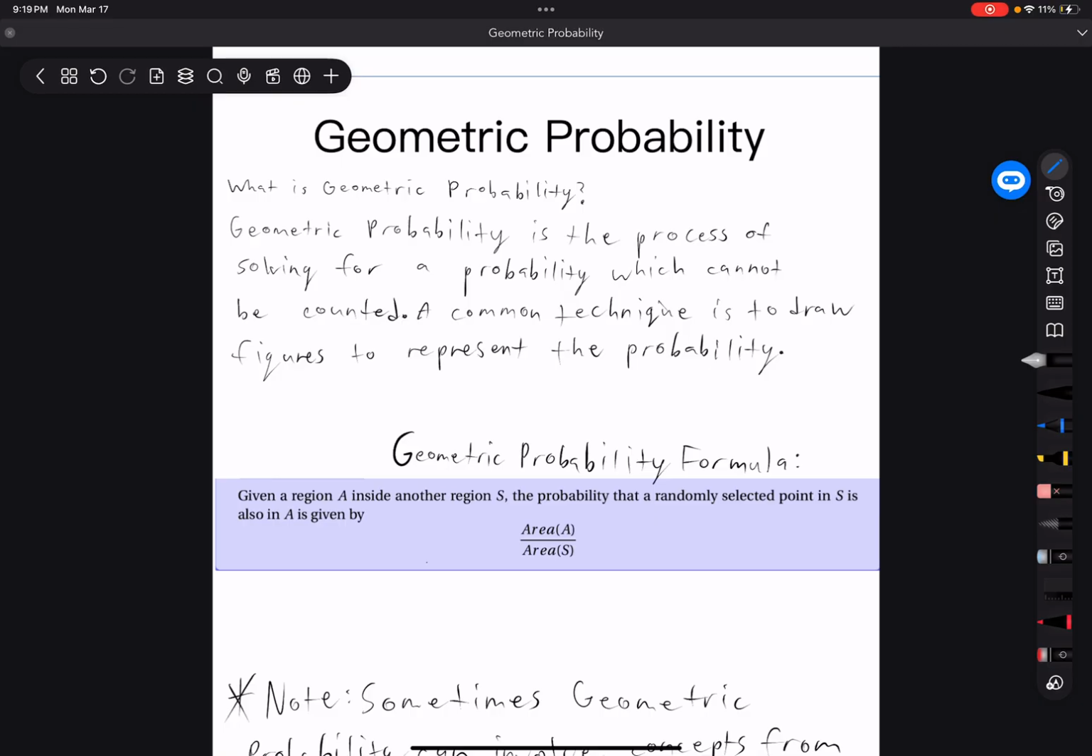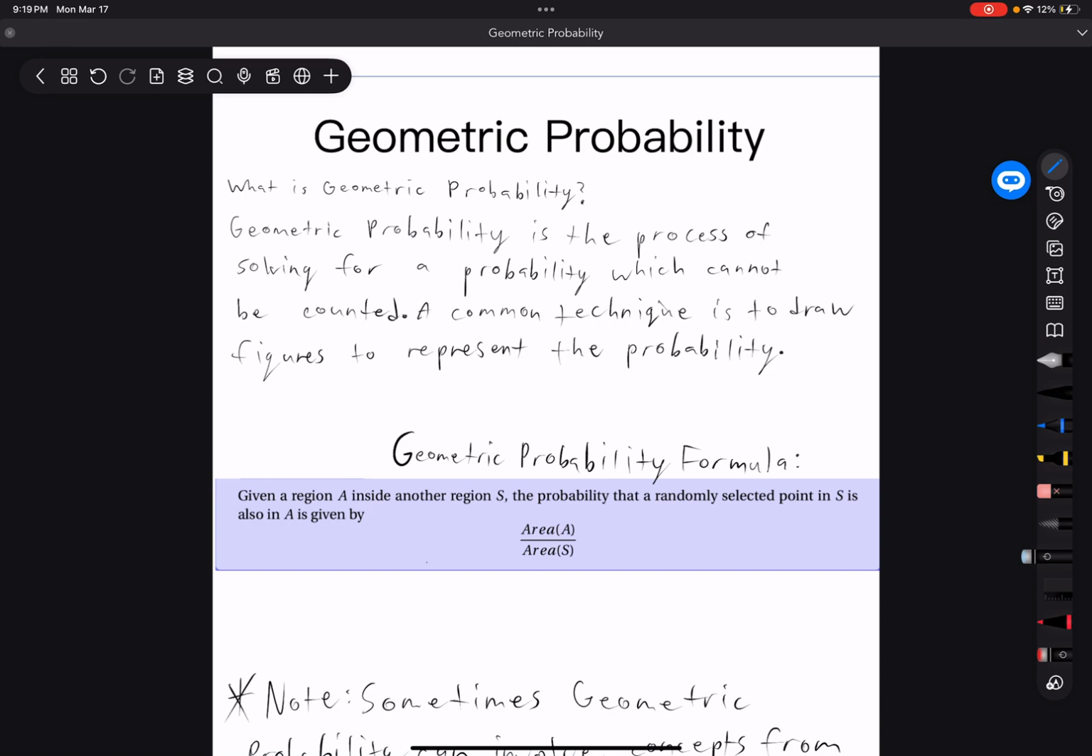So what are we looking at today? We're going to be taking a look at geometric probability. So what is geometric probability? Geometric probability is the process of solving for a probability which cannot be counted. Now this might seem weird, like what does that even mean? And we'll get to it when you see an example. A common technique is to draw figures to represent the probability.